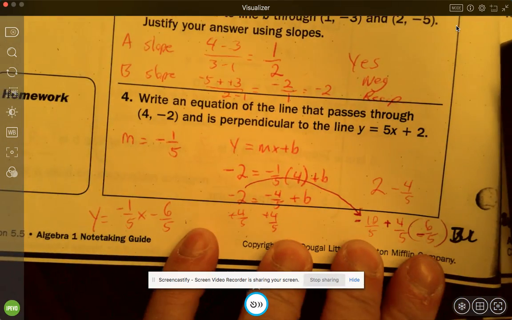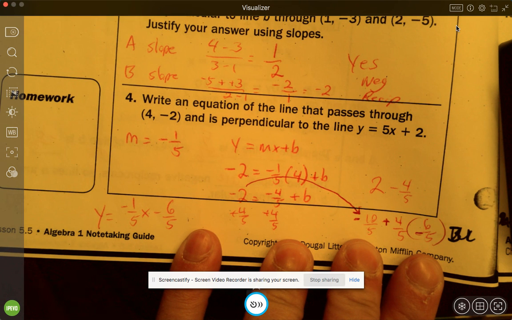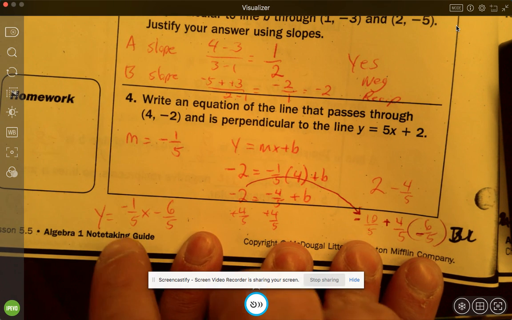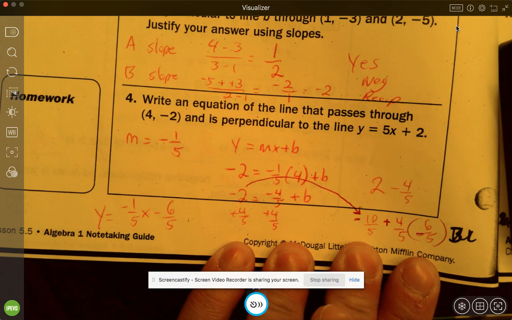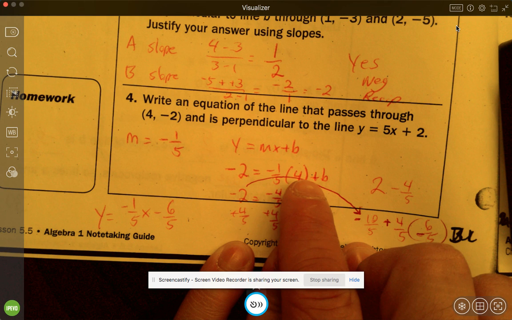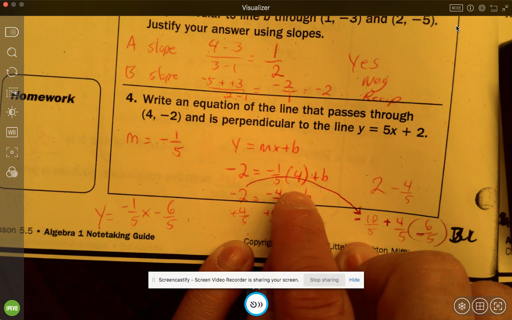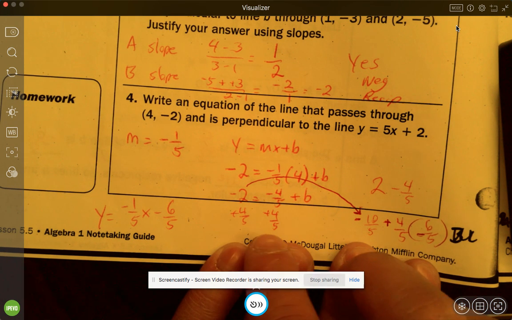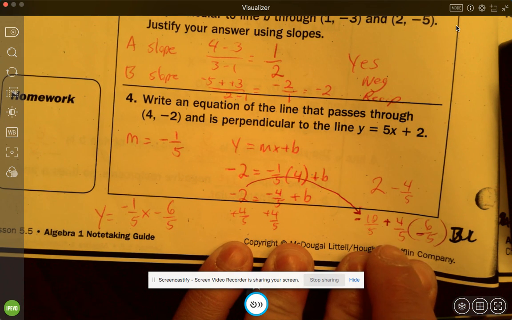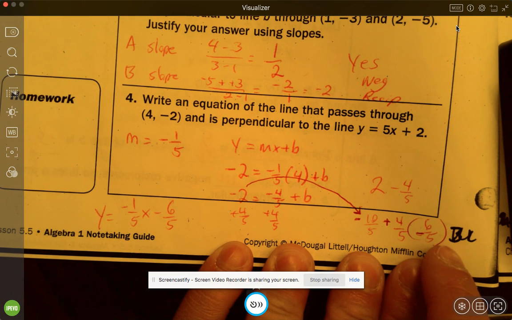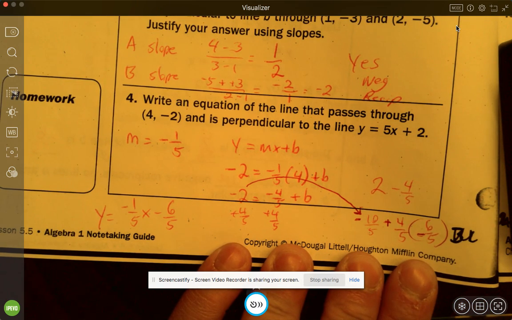For number 4, it looks like I did the solve for b method, and that one did get pretty fractiony. It was y equals -1/5 x minus 6/5. So you can see I had to multiply -1/5 times 4, which is -4/5. Then I'm solving for b, so I add 4/5 to both sides. I had to get like denominators, and that gave me -6/5 for b. So that could have been pretty difficult.